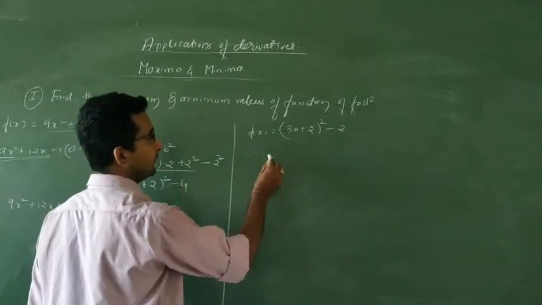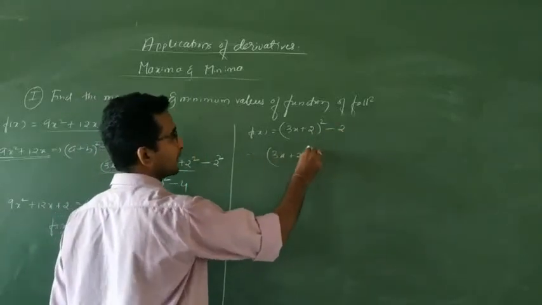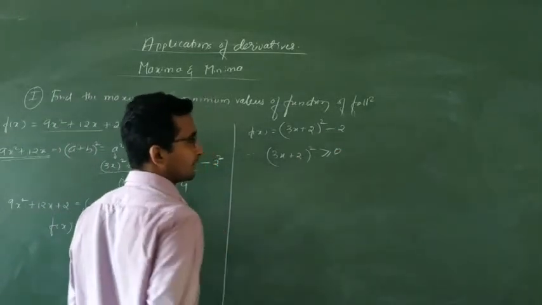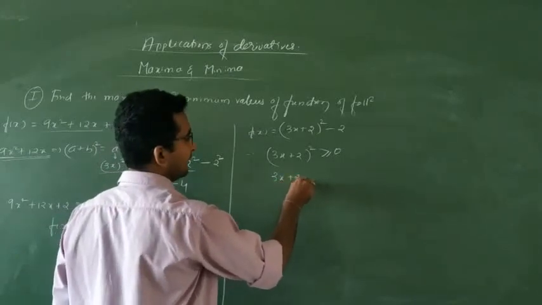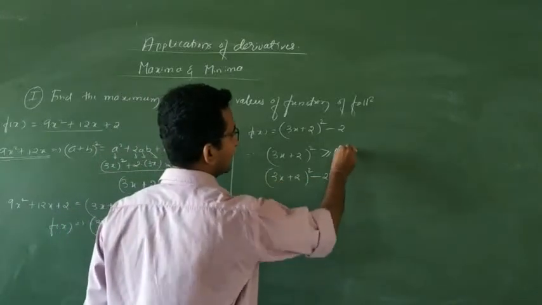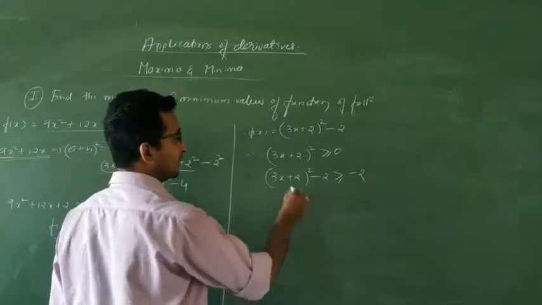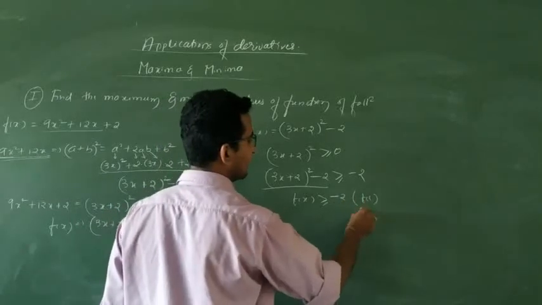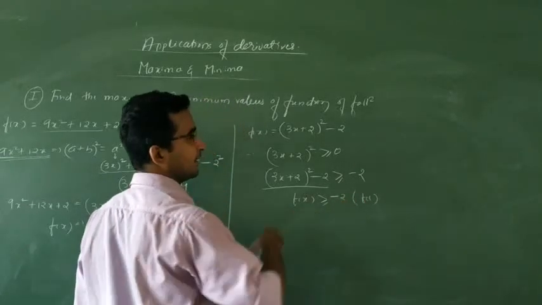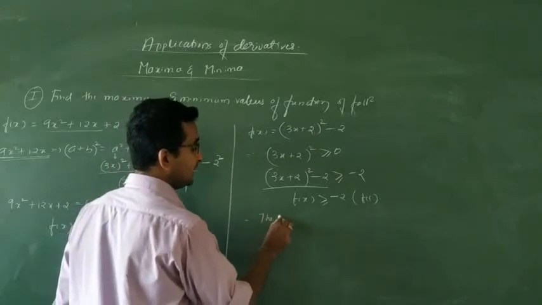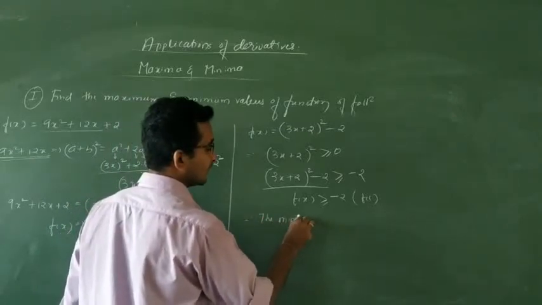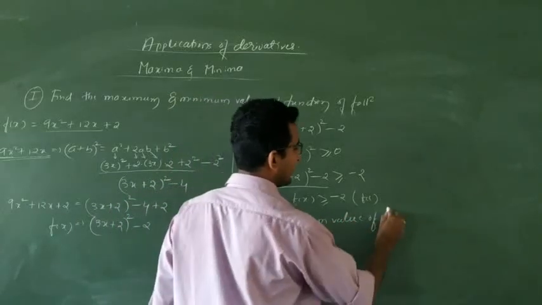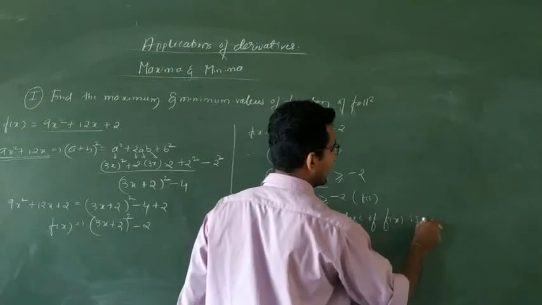Therefore we already know that 3x plus 2 whole square, a perfect square number, is always greater than or equal to 0. Now what should we do? We subtract 2. Then 3x plus 2 whole square minus 2, with 0 minus 2, is again minus 2. So this is f of x greater than or equal to minus 2. f of c is lesser than f of x. Therefore the minimum value of f of x is what?